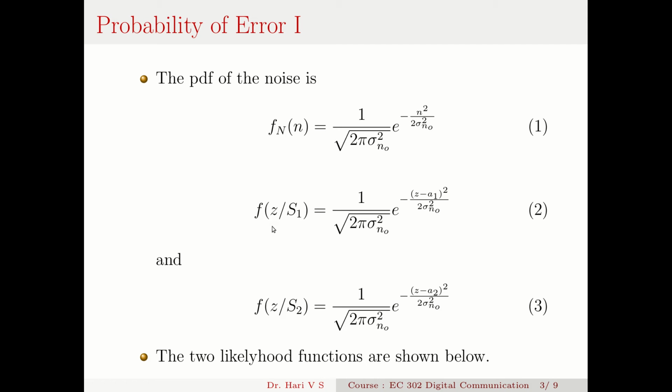And f(z given S1), the first likelihood function when S1 is transmitted, has a mean of A1 because S1 is transmitted and noise n has zero mean. So f(z given S1), the likelihood function, is 1 by root 2 pi sigma no square, e raised to minus z minus A1 whole square by 2 sigma no square. And the second likelihood function, f(z given S2), is 1 by root 2 pi sigma no square, e raised to minus z minus A2 whole square by 2 sigma no square, where A2 is the mean of S2(t).